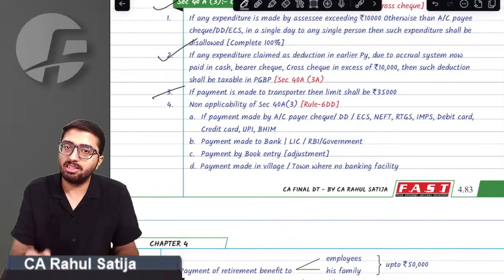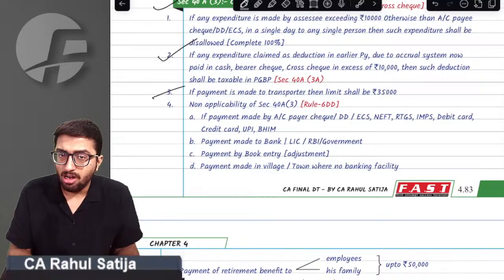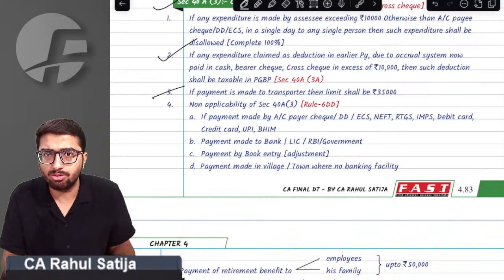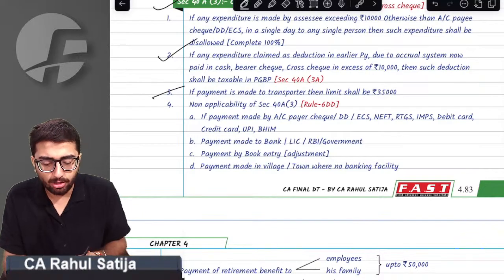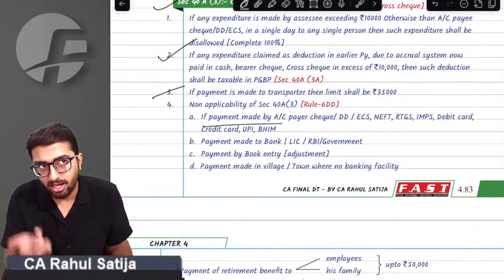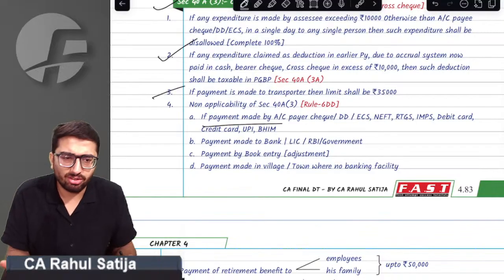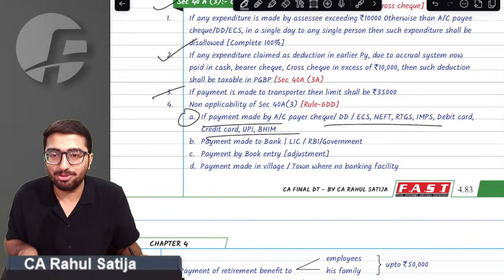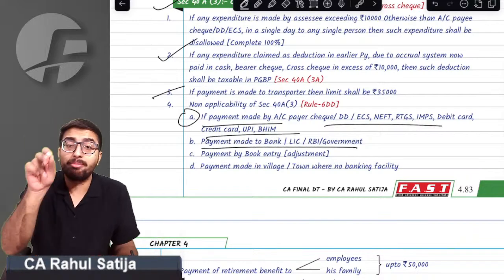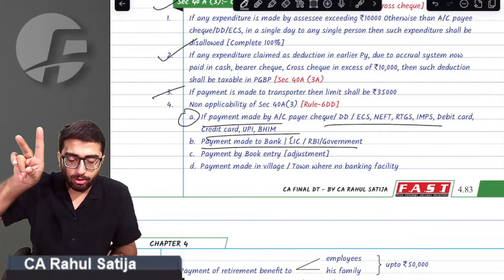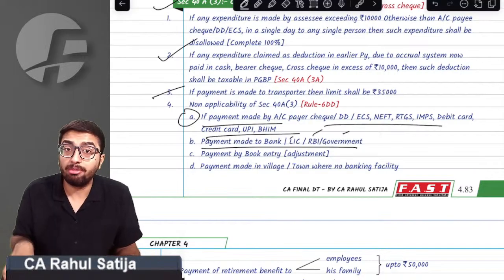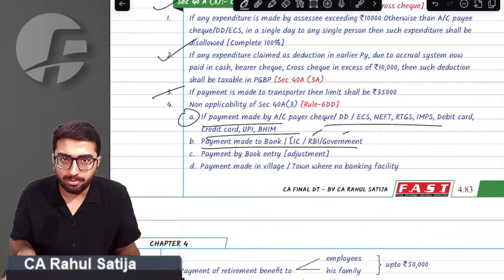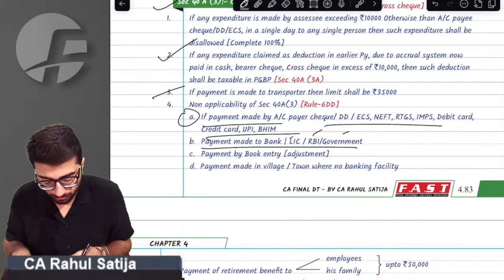There are certain cases where these provisions of 10,000 are not applicable, where we can pay exceeding 10,000 rupees in cash. Sir, there are certain conditions. What are those situations? First of all, if you are already making payment via account payee cheque, account payee demand draft, or electronic clearing system, then the 10,000 limit is not applicable for you. If you are making any payment to a bank, LIC, RBI or government, the limit is also not applicable. So we got this point.